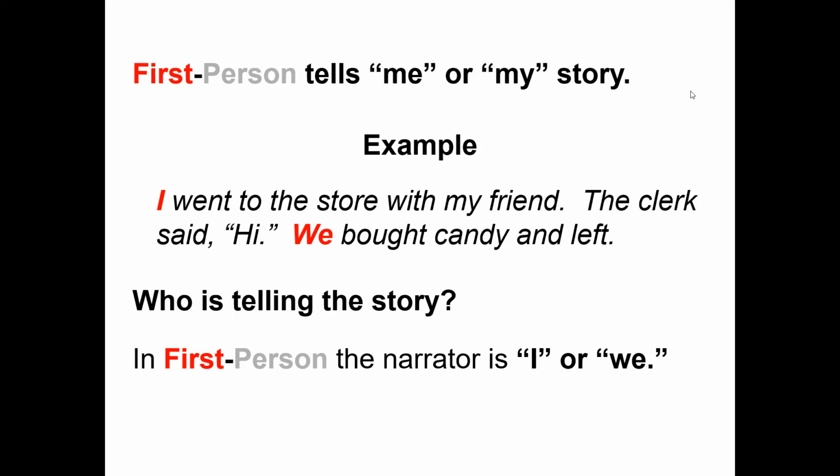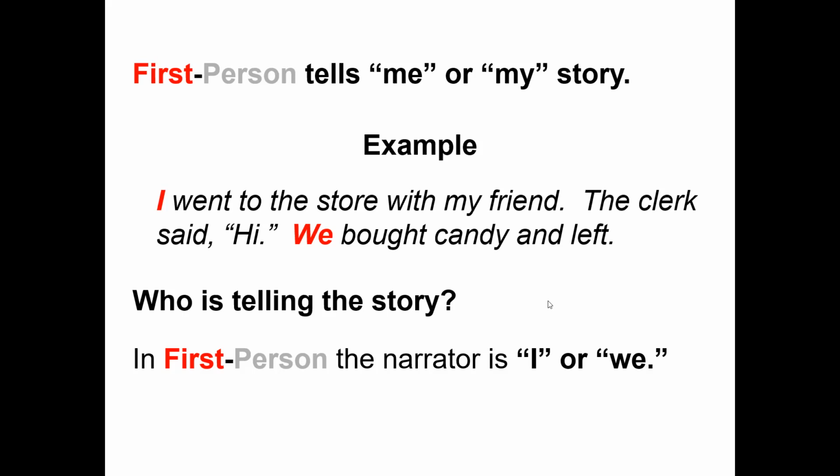And where's Kema? Kema, are you there? Yes, sir. Can you read this first slide for me, please? First person tells me or my story. Example: I went to the store with my friend. The clerk said, "Hi." We bought candy and left. Who is telling the story? In first person, the narrator is I or we. Very good.